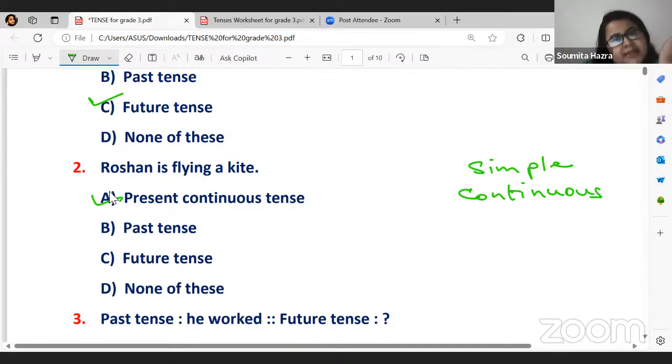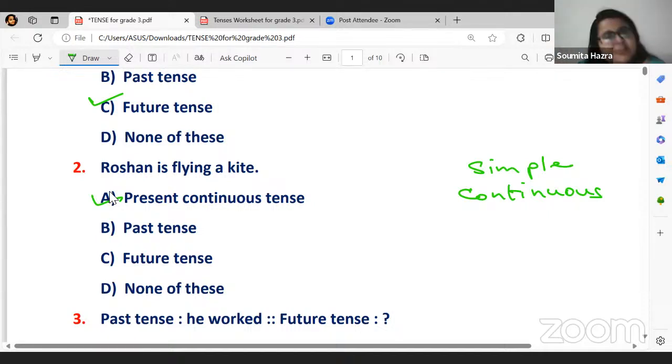In the past, if something has happened for a long time, she was eating for 1 hour. That is again past continuous. If something will happen in future for a long time, he will be running for 1 hour. That will be future continuous.